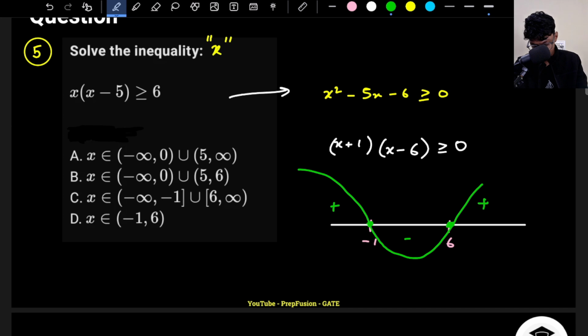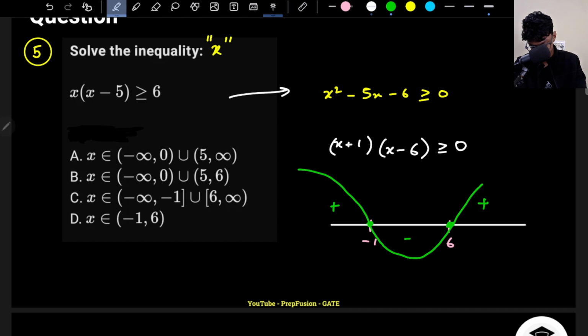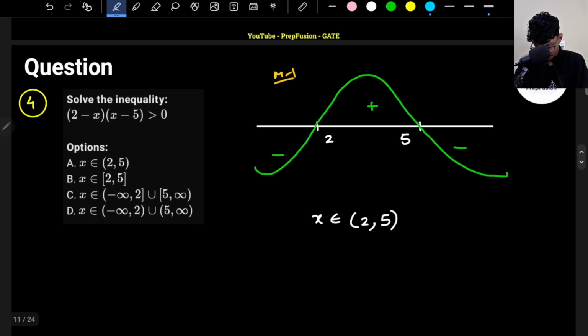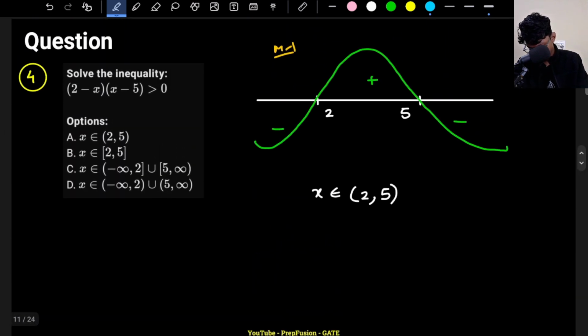Okay, so the region of interest will be greater than or equal to 0, positive. So this is my region of interest and this is also my region of interest. So x will belong to minus infinity to minus 1, union 6 to positive infinity. Okay, so this will be my answer. C will be my answer. And in the previous question, I forgot to mark the points. So here my answer is 2 to 5, right? So A will be my answer.